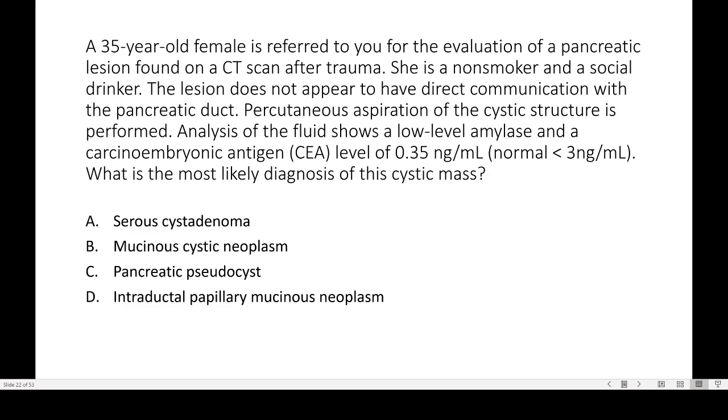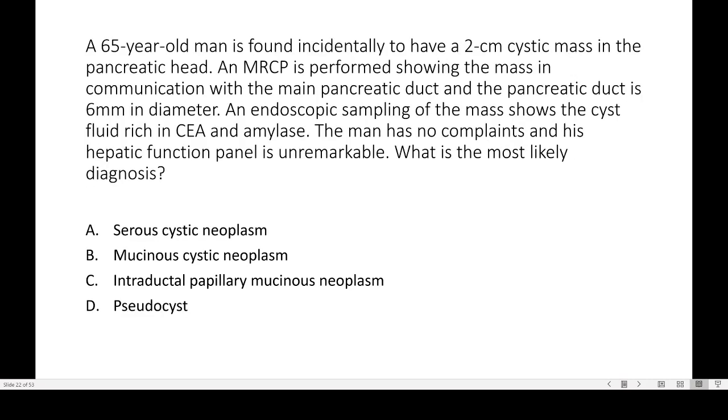All right, now I'm going to go to the next question. A 65-year-old man is found incidentally to have a 2 centimeter cystic mass in the pancreatic head. An MRCP is performed showing the mass in communication with the main pancreatic duct, and the pancreatic duct is 6 millimeter in diameter. An endoscopic sampling of the mass shows the cyst fluid rich in CEA and amylase. The man has no complaints, and his hepatic function panel is unremarkable. What is the most likely diagnosis? So again, I'll give you a couple seconds. Either remember the answer or write it down.